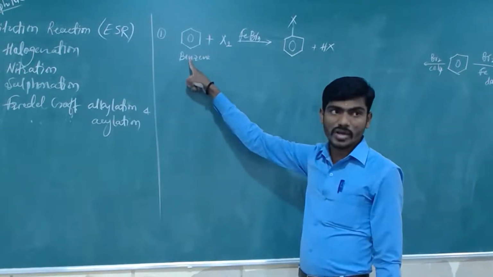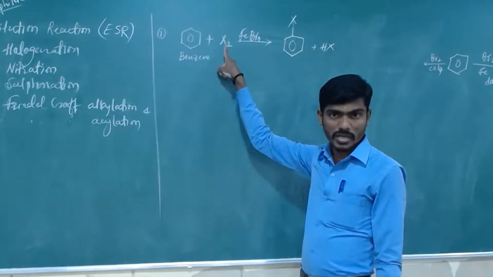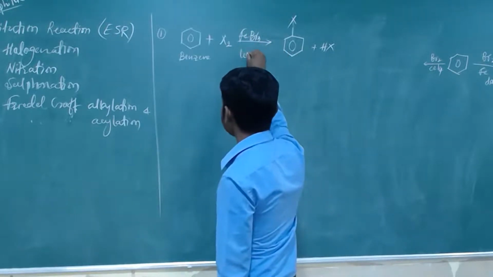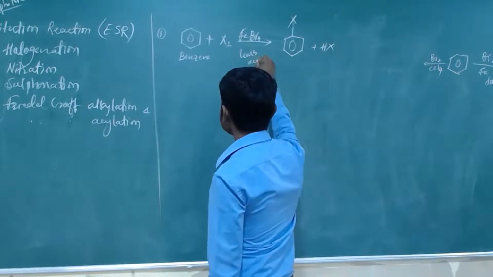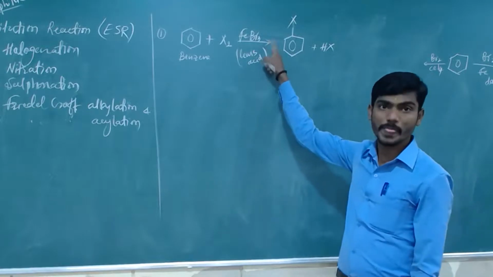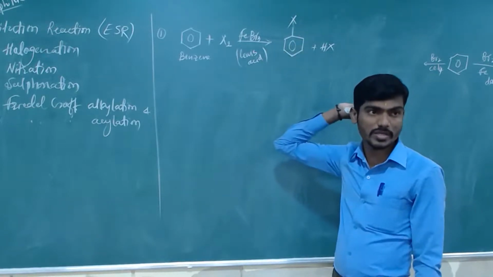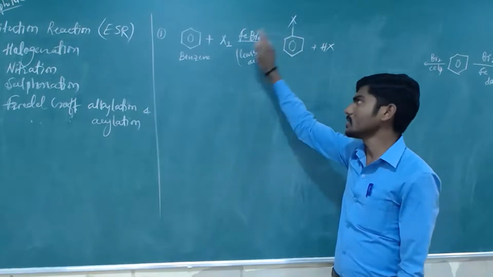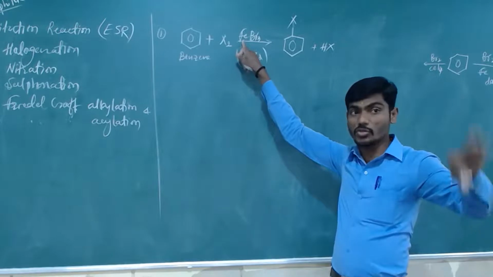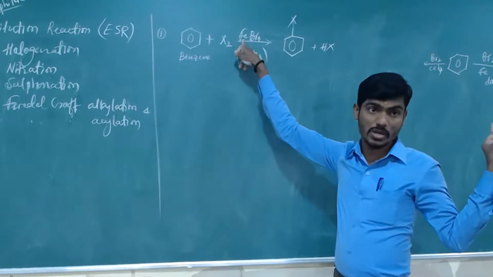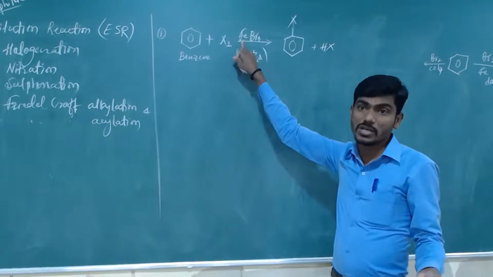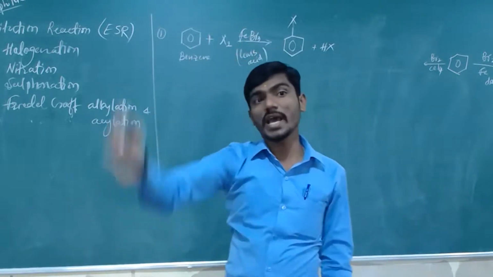Benzene reacts with halogen in the presence of halogen carriers, or simply the presence of Lewis acids, and gives halobenzene. Just an iron catalyst. If sunlight is mentioned, it is a different reaction. I will show you one reaction: toluene reacts with halogen in the presence of sunlight.